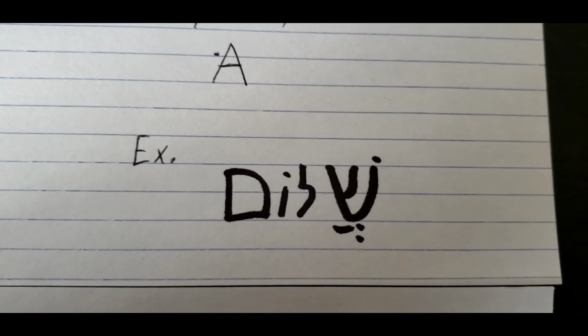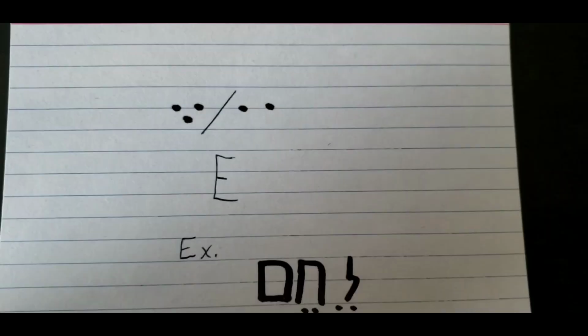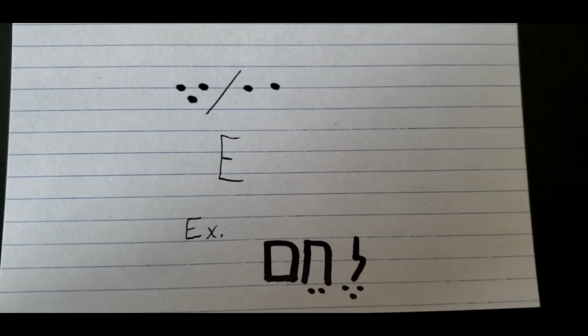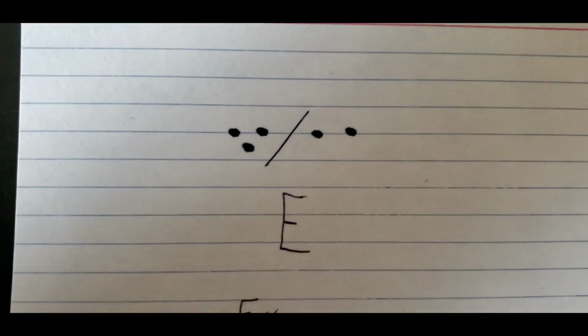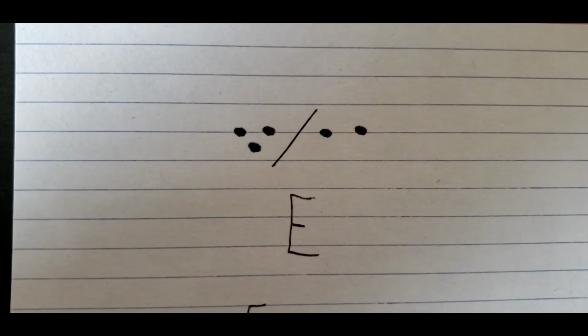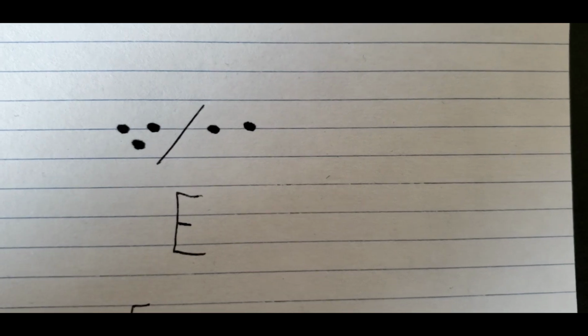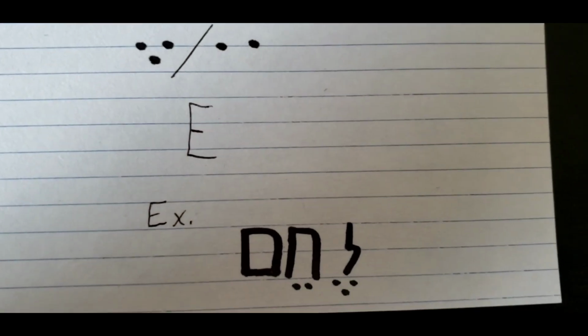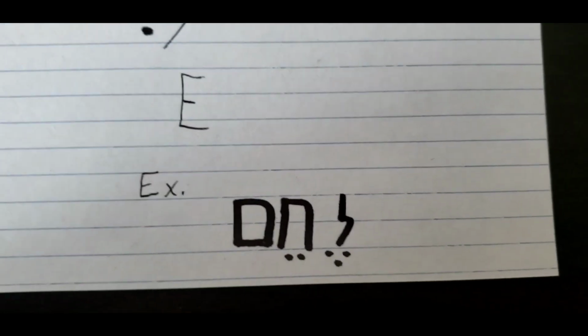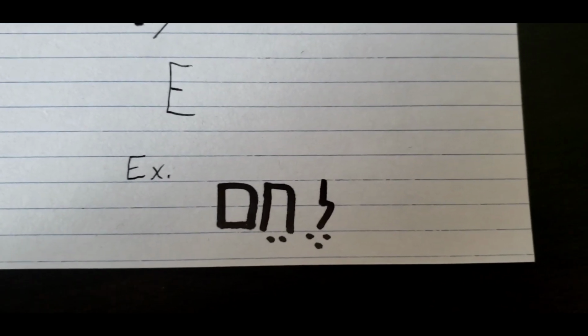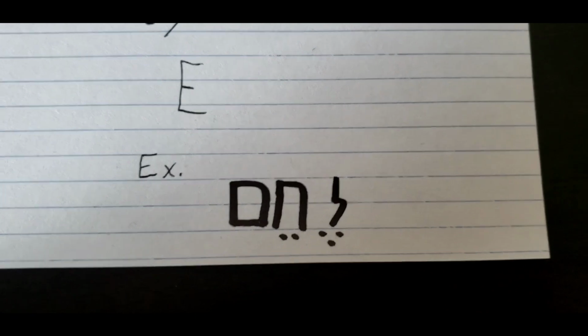It's kind of a confusing word, but next we're going to be looking at the dots that indicate the vowel E. So you can see just upside down triangle dots, or just 2 dots side by side. It indicates the vowel E. This is a word that it's used in: Lechem, which is the Hebrew word for bread.